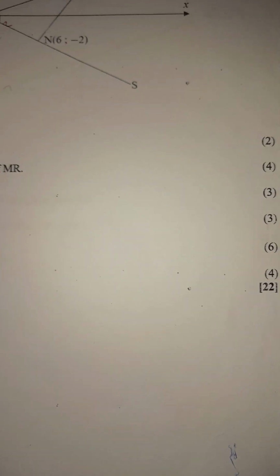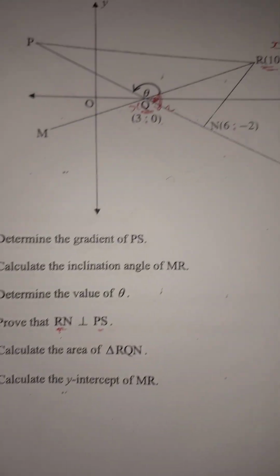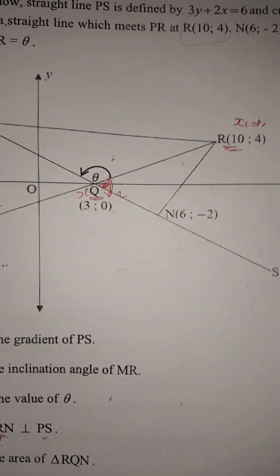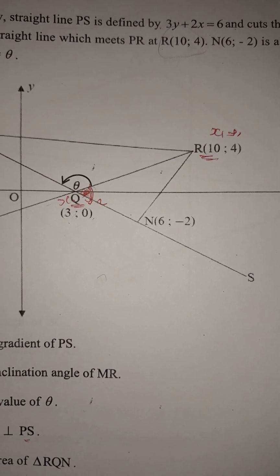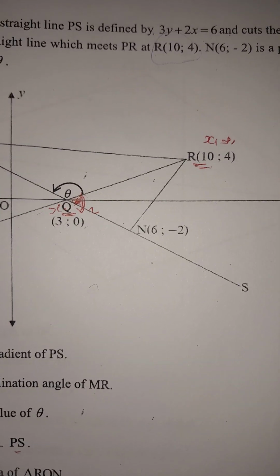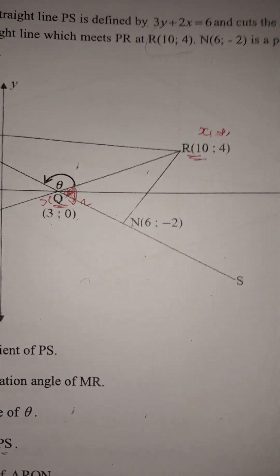Let's start with 1.1. That is 2 marks. We are required to determine the gradient of PS. What do we know about PS? We were told that PS is defined by this equation, 3y plus 2x equals 6. So we will use that equation to find the gradient. Let's get started.